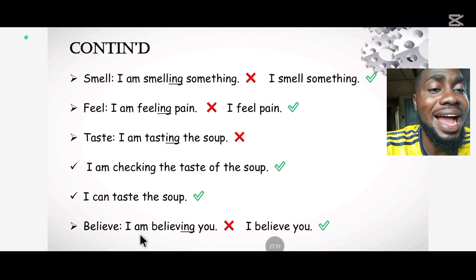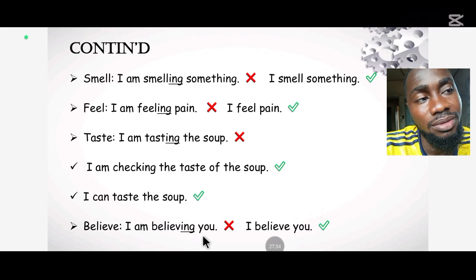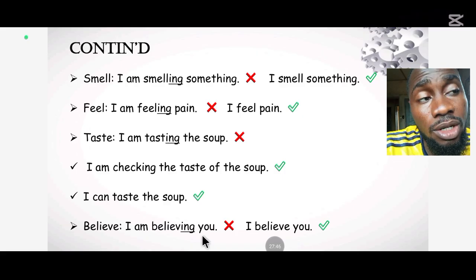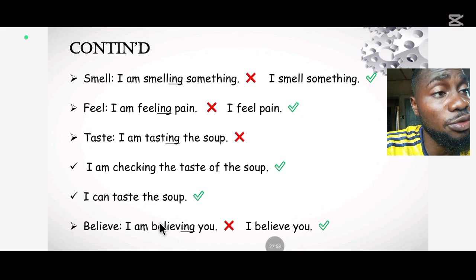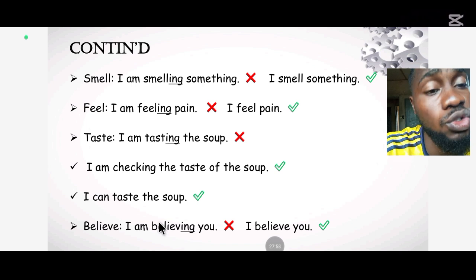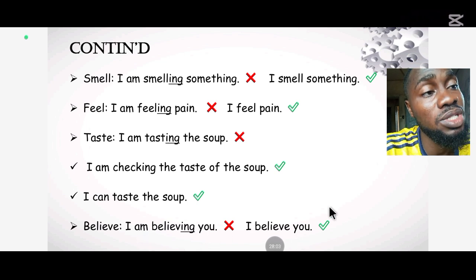Believe. "I am believing you" is wrong. This is part of the other verbs that involve the mind, which do not take the continuous. It is not part of the five senses of man, but it is one of the verbs of the mind that does not take the continuous. "I am believing you" is wrong, but "I believe you" is correct. That's the proper way to say it. I believe you. Let's move on.